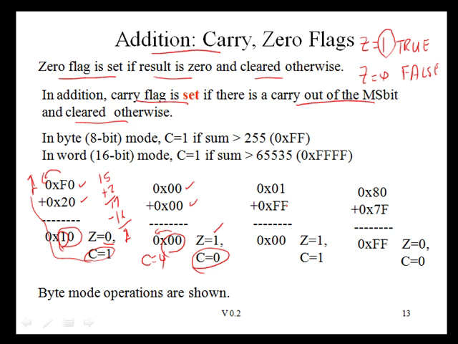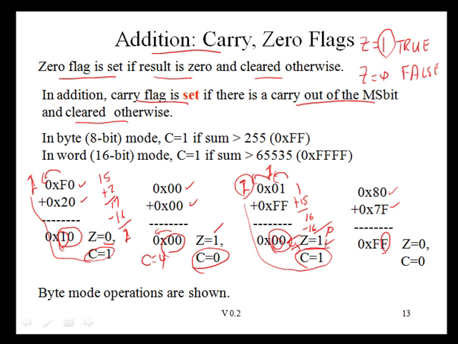Let's do 1 plus FF. 1 plus 15 is going to be 16, minus 16 gives me a result digit of 0 with a carry of 1. It's going to leave a result digit of 0 with a carry out of my most significant bit. So in this case, this carry out means the carry flag is going to be a 1. This 8-bit result here is a 0, so that means that the zero flag is going to be a true value or a 1.